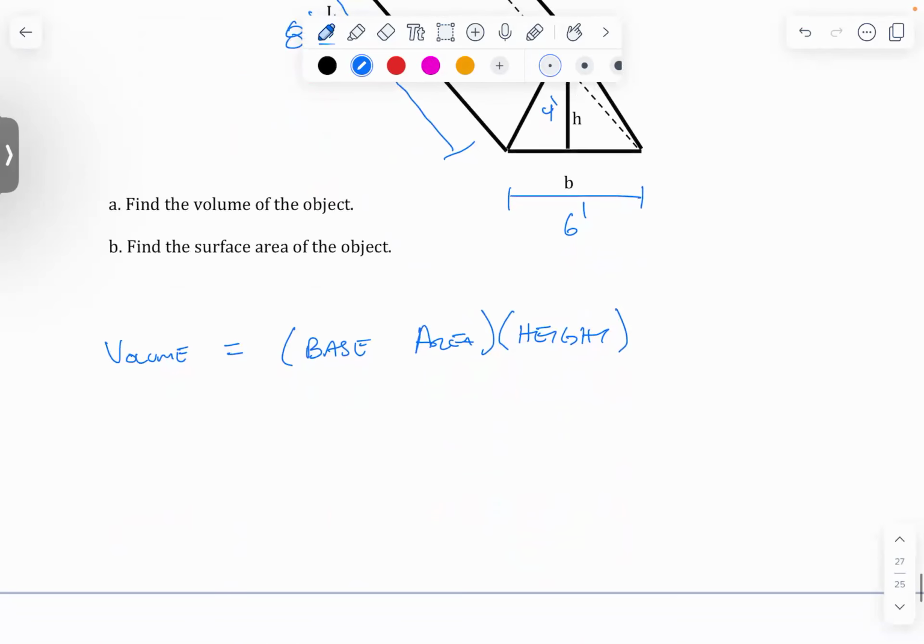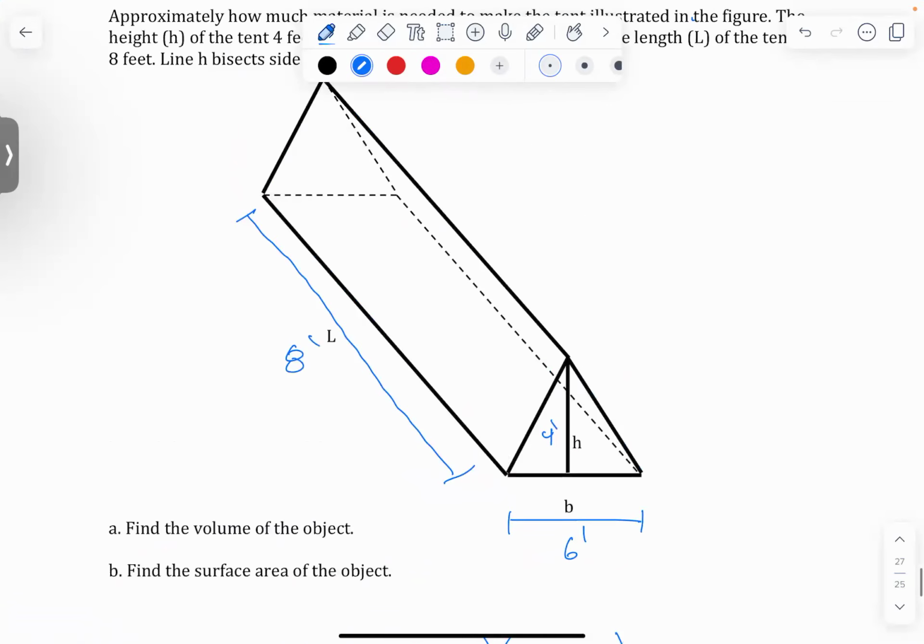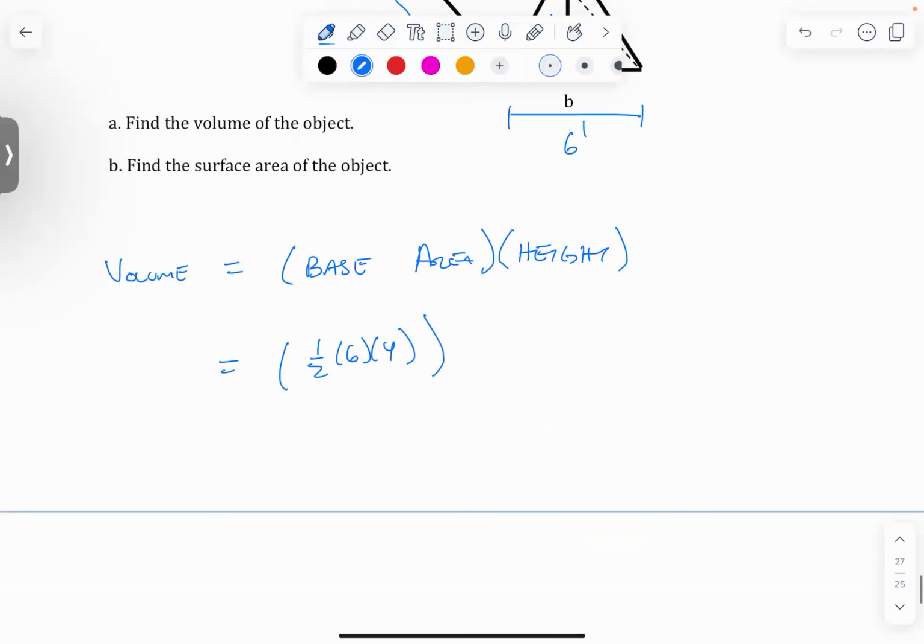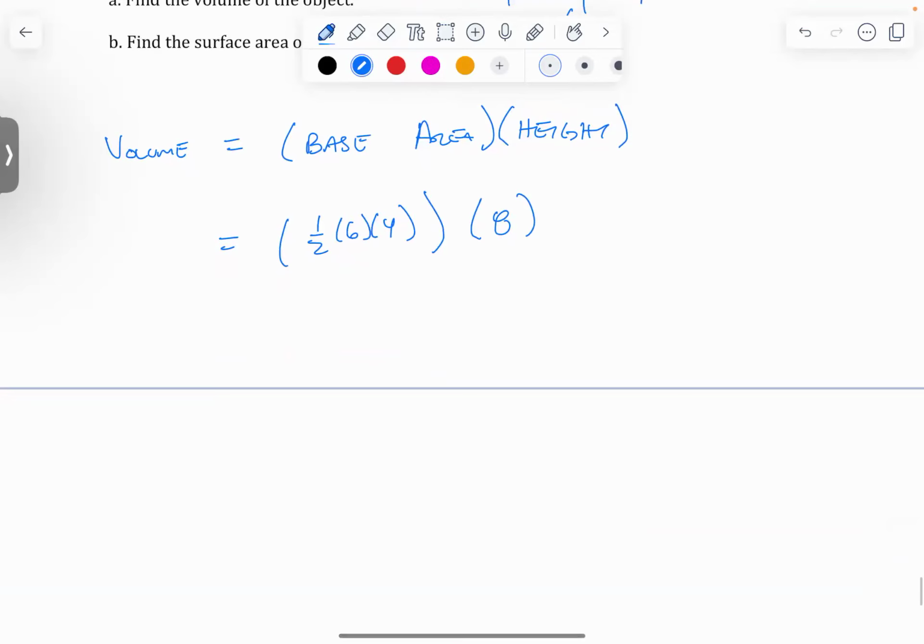So the base area is a triangle. 1/2 base times height, 6 times 4, times the overall height of the whole thing, which is 8 feet. Multiply that out, 96 feet cubed. So volume's pretty easy in this case.